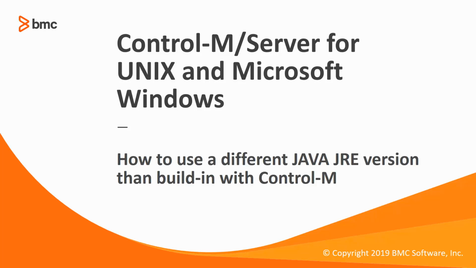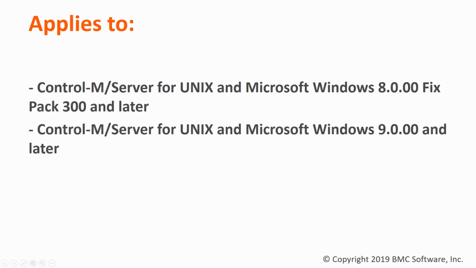In this video, I'll show you how to use a different Java version that is built in Control M server. This functionality is only available from Fixpak 3 and the next version of 8, and from base version of 9 and the next. Next, I'll show you how to change the Java virtual machine on a Linux box.